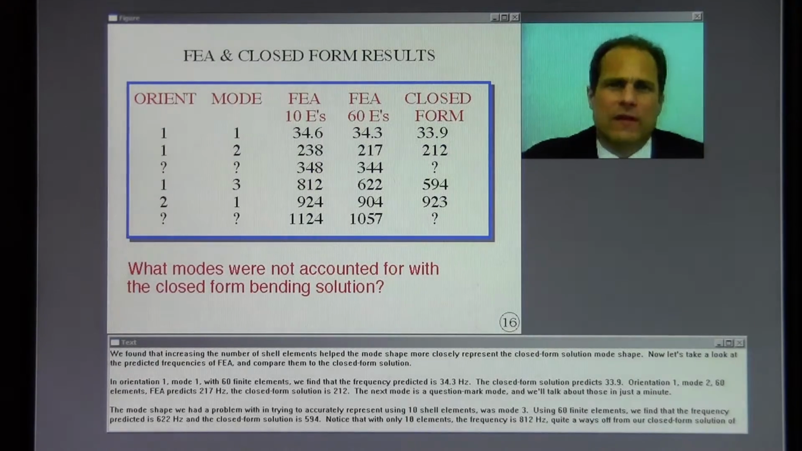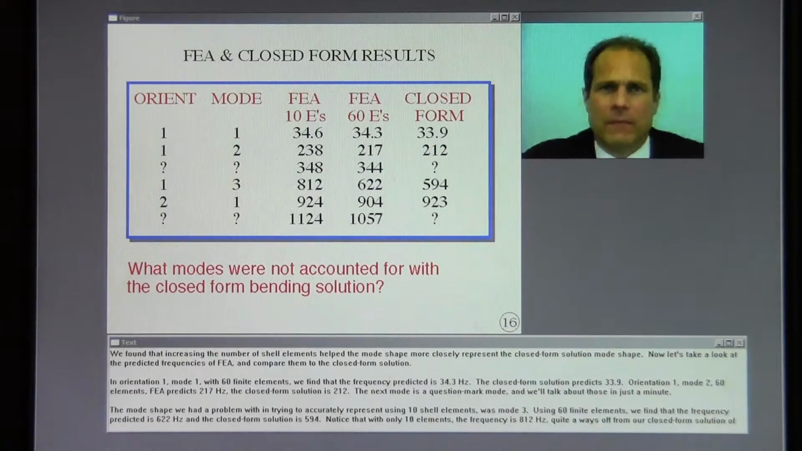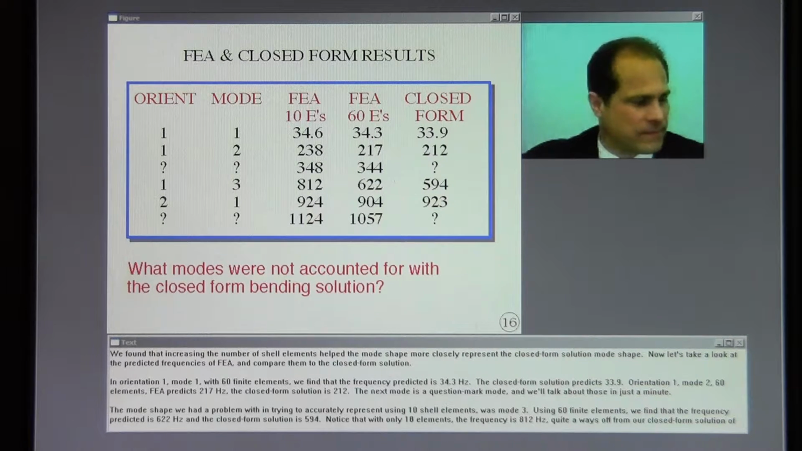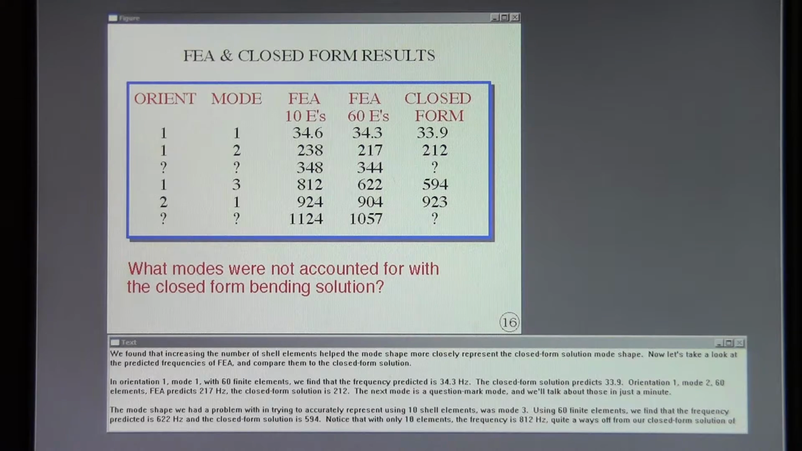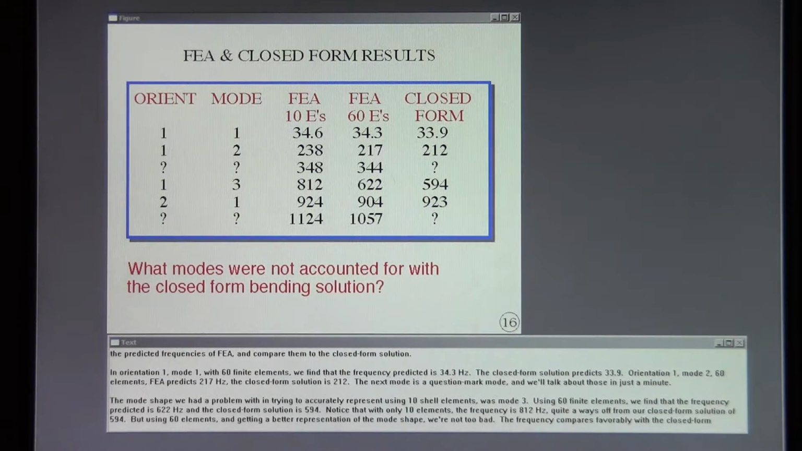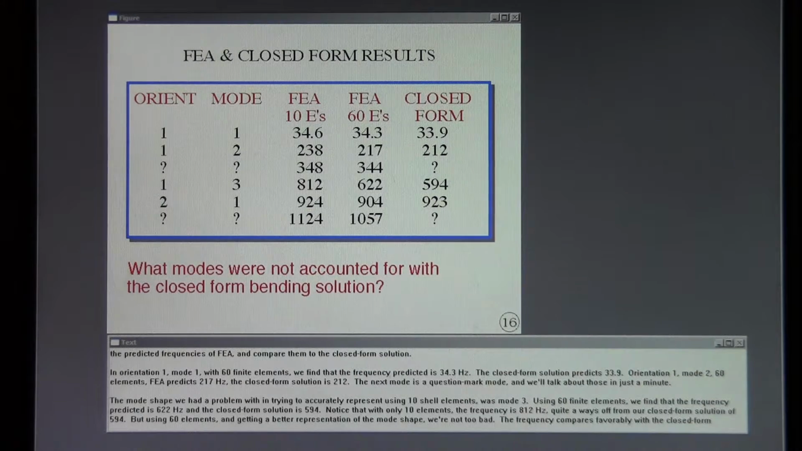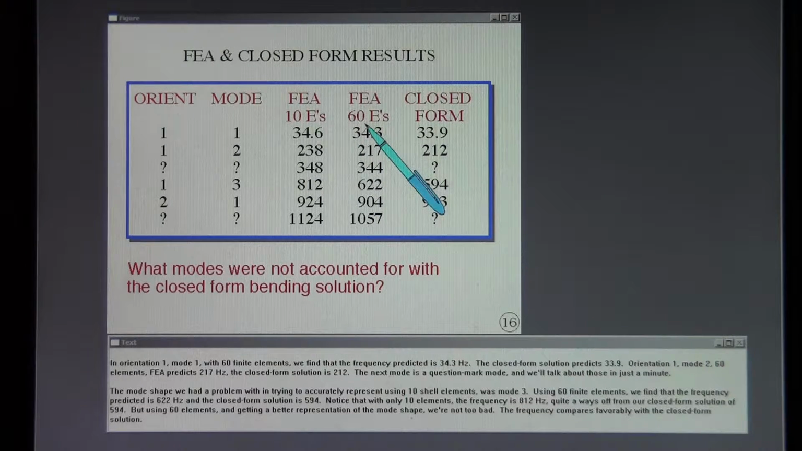We found that increasing the number of shell elements helped the mode shape more closely represent the closed form solution mode shape. Now let's take a look at the predicted frequencies of FEA and compare them to the closed form solution. In orientation 1, mode 1, with 60 finite elements, we find that the frequency predicted is 34.3 Hertz. The closed form solution predicts 33.9. Orientation 1, mode 2, 60 elements, FEA predicts 217 Hertz. The closed form solution is 212.